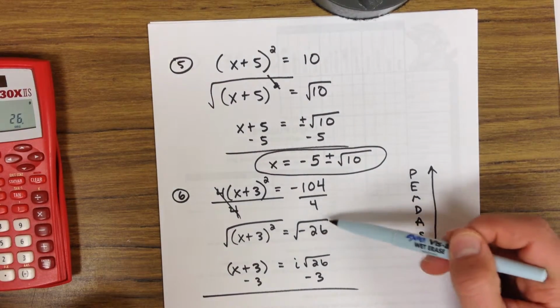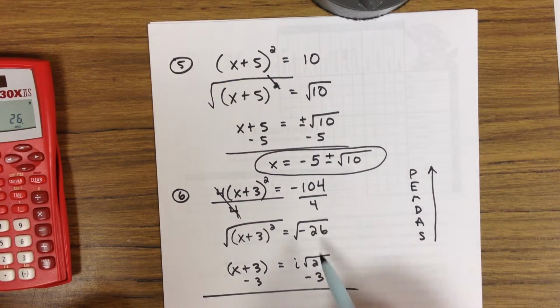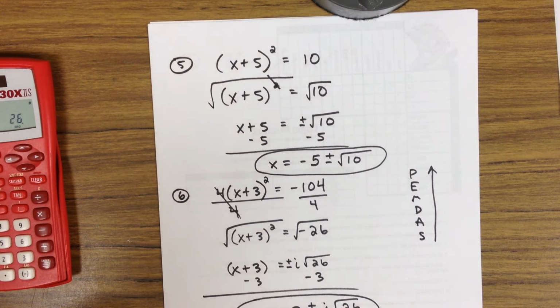Now, when I took the square root of this and I wrote it down in a simplified form, I need to write plus and minus both roots, the positive and negative root. So this is going to be negative 3 plus or minus i square roots of 26. I know that looks like a weird answer, but we have an imaginary root, and that's that.